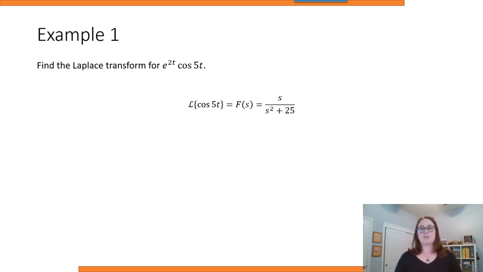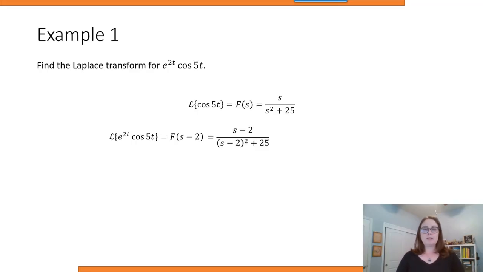The Laplace of cosine of 5t would be s over s squared plus that 5 squared, or 25. And so multiplying cosine of 5t times e to the 2t just means that I'm replacing the s's with s minus 2. So my translated function is going to be f of s minus 2, which is going to be s minus 2 on the top. So I just replaced s with s minus 2, and then over s minus 2 squared plus the 25. And that's really all there is to it when we're doing these translations.